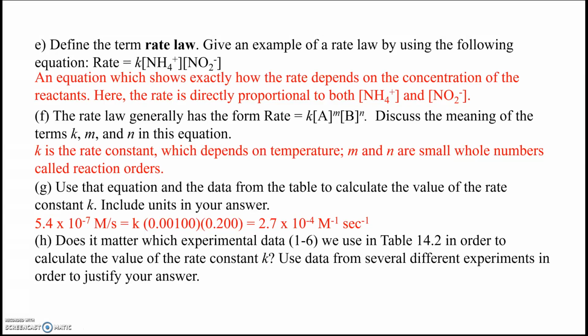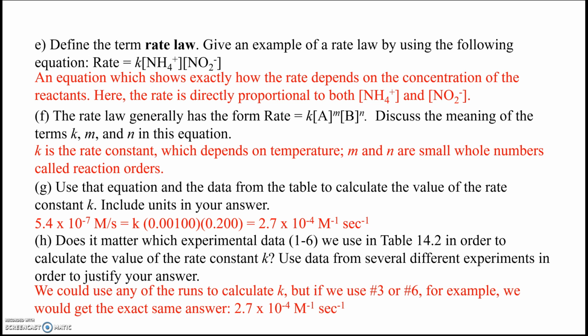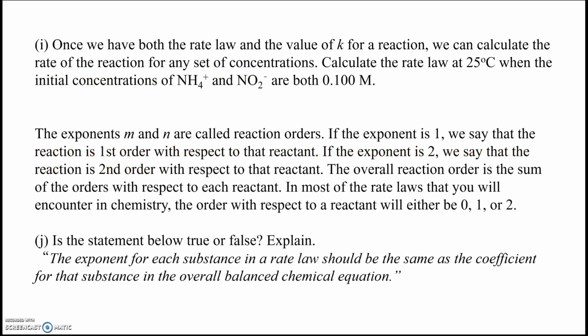All right, we're going to pick up with part H. Does it matter which experimental data we use in order to calculate the value of K? The answer to that question is no. We could use any of the experimental runs. I used number 3 and number 6. I got out my calculator, I ran all of the data, and in fact I get the same exact number, 2.7 times 10 to the minus 4th.